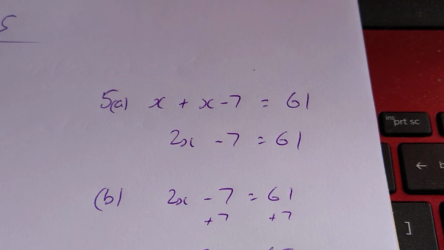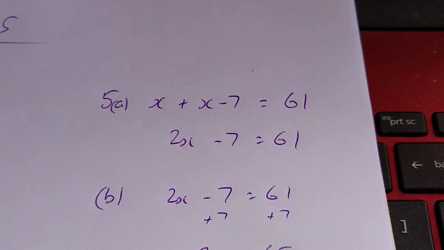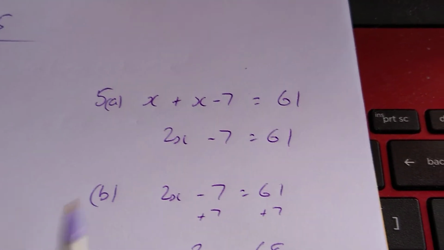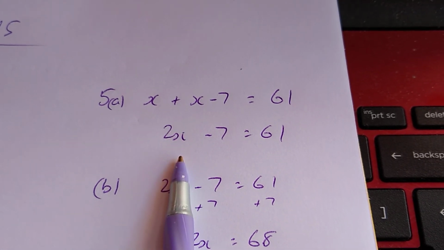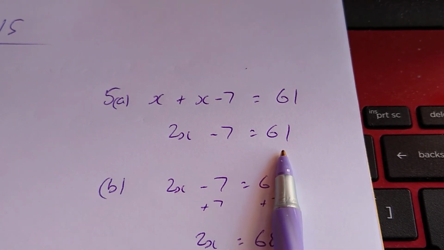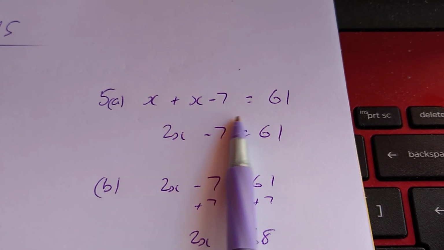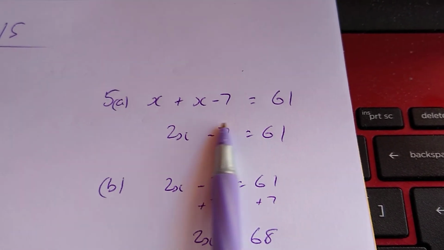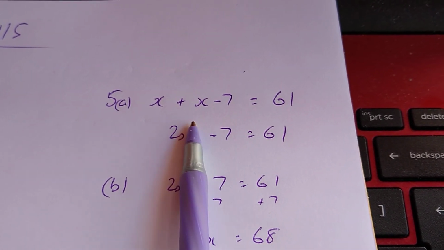And we're told that when we add those two together, we get 61. So let's just tidy that up. X plus X is 2X, so 2X minus 7 equals 61. Again, guys, this is quite a difficult concept, so I don't want you getting worried about it if it's not quite making sense. We'll talk about it when we go back to school.